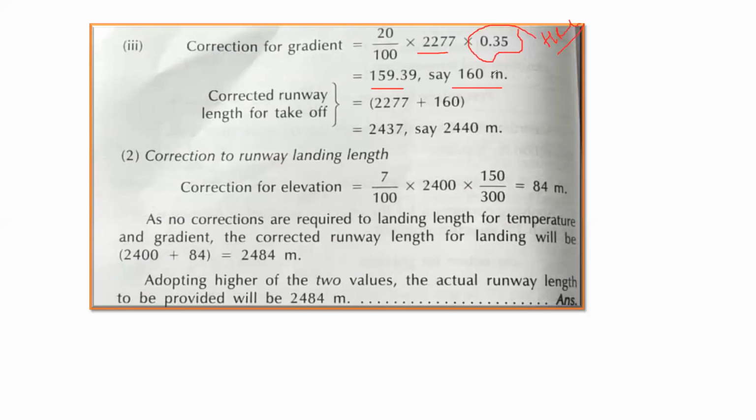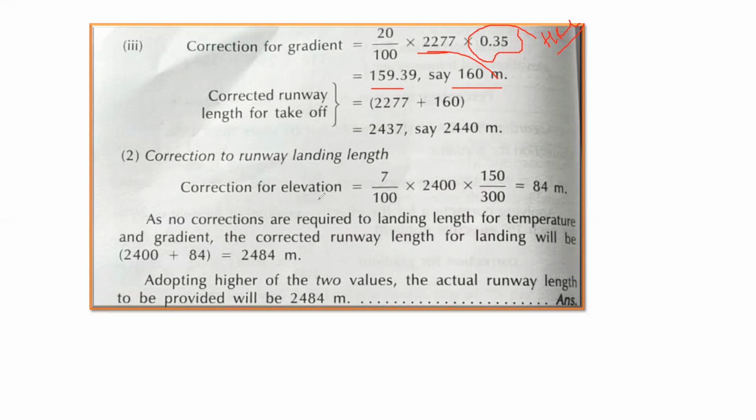Therefore, this correction of 160 meter has to be added to 2277. Therefore, corrected runway length for takeoff will be 2277 plus 160, which comes out to be 2437, let us say 2400 meter. Next is correction to runway landing length.